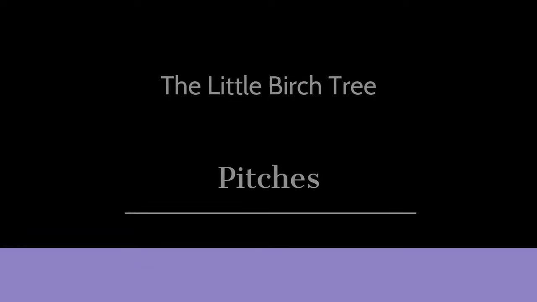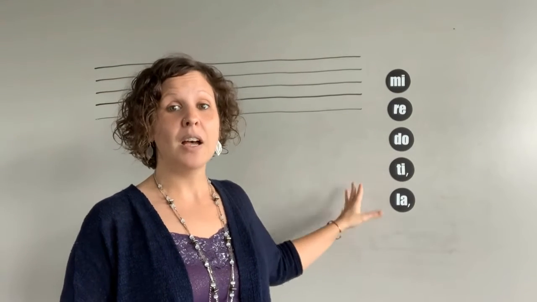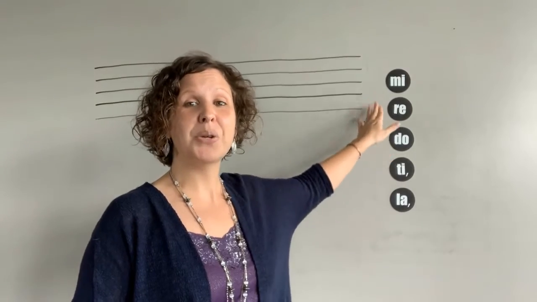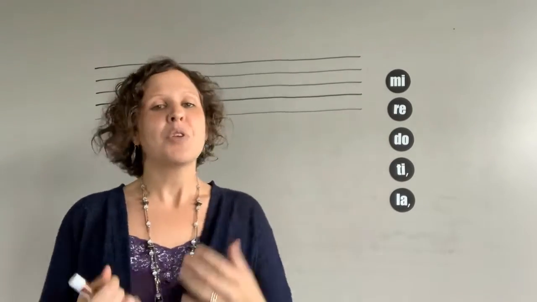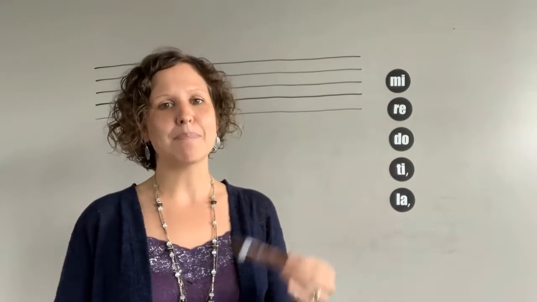Now that we've learned Birch Tree, let's pull apart the different parts of the song a little bit, starting with the pitches. So the pitches for this song are only these 5: la, ti, do, re, mi. There's only 5, and it starts on the lowest one, la, because the song is minor.